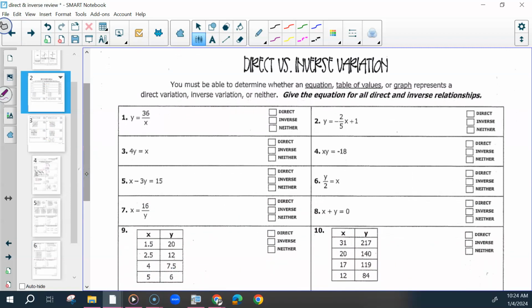So in that format for number 2, would that be direct, inverse, or neither? Neither. It is a line, but it doesn't go through the origin.